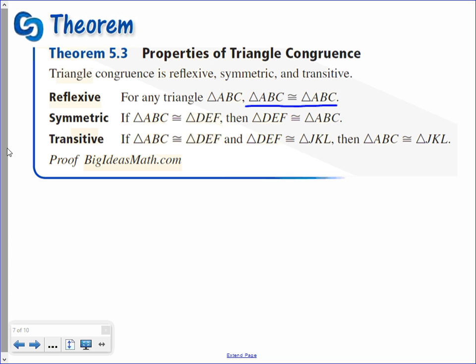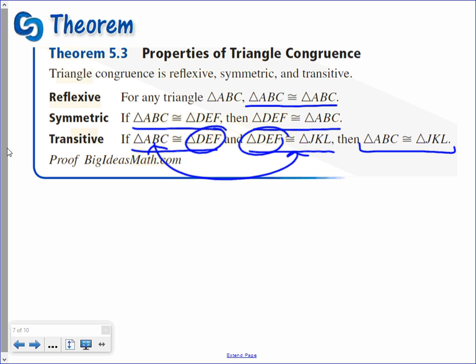Symmetric is when you just flip-flop places like the mirror image. So if ABC is congruent to DEF, then you can flip that around. DEF is congruent to ABC, and it won't change the fact that they're congruent to each other. And then transitive, the one we use all the time with the repeated part. If ABC is congruent to DEF and DEF is congruent to JKL, if they're both congruent to DEF, then they're congruent to each other. It's like a smiling face, yay. So ABC would be congruent to JKL.